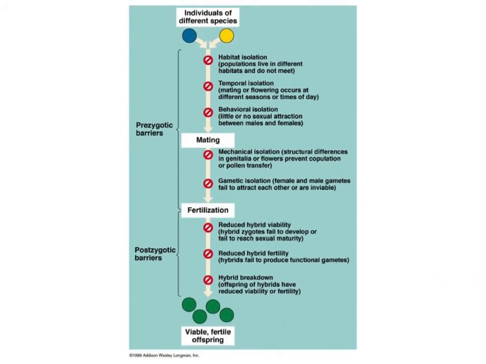So here's a schematic that you might want to save and take a look at. It outlines some other examples of prezygotic and post-zygotic barriers for maintaining species. Other examples include behavioral isolation, temporal isolation, meaning mating at different times of the day, mechanical isolation, which we talked about, and different things like that. Okay, so pre- and post-zygotic barriers, different ways of maintaining species.